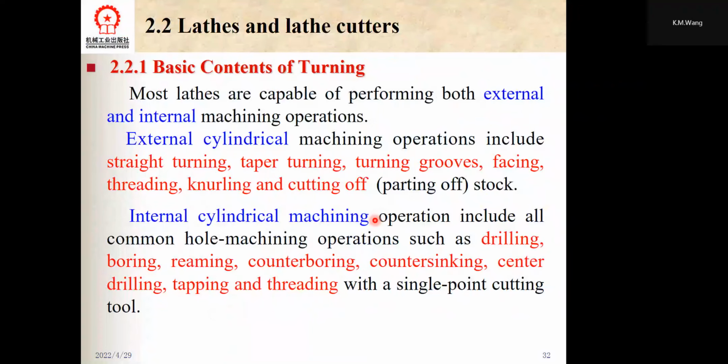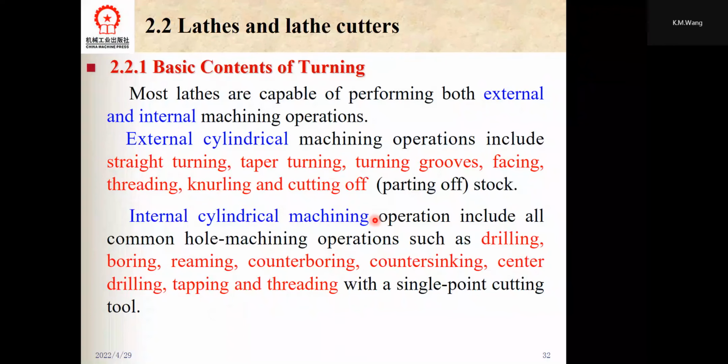And then we studied the basic content of knurling. Most lathes are capable of both external and internal machining operations. The external cylindrical machining operations include straight turning, taper turning, grooves, facing, threading, knurling, and cutting off stock.